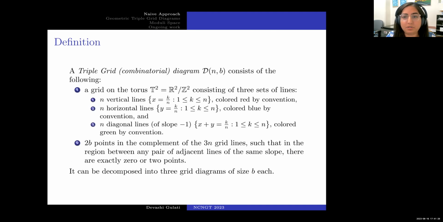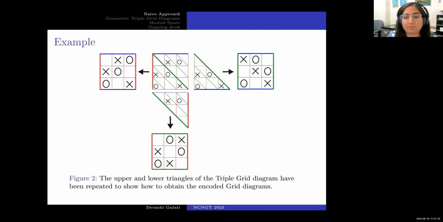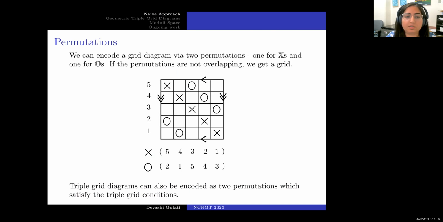Recall that we had defined what combinatorial triple grid diagrams are and how they can be decomposed into three grid diagrams. We can encode a grid diagram via two permutations, one for X's and one for O's. If the permutations are not overlapping, we get a grid. On the slide, you can see I have labeled the rows 1, 2, 3, 4, and 5. So for X's, we have the permutation 5, 4, 3, 2, 1. And for the O's, we have 2, 1, 5, 4, 3.